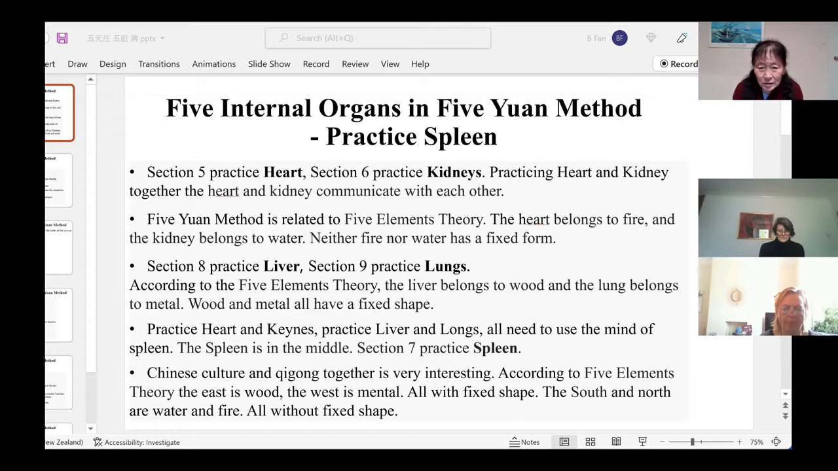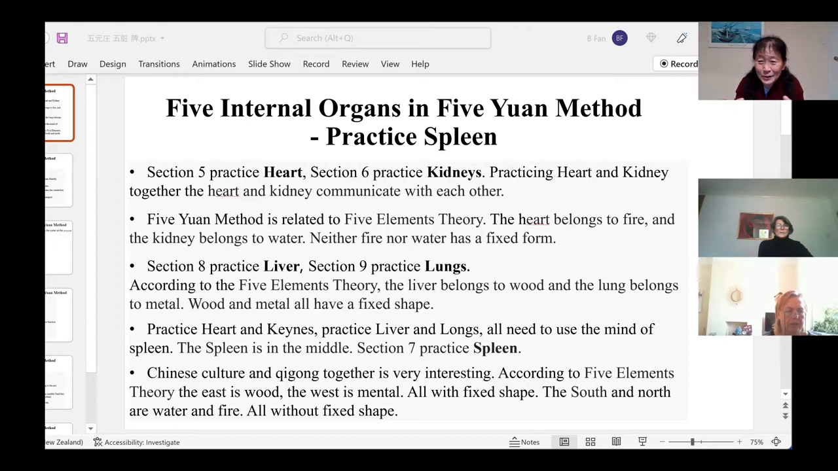According to the five element theory, the heart belongs to fire, the kidney belongs to water. Fire and water have no fixed form. So we learned section five and section six, the heart and the kidneys. The next ones will be sections eight and nine, practicing the liver and the lungs. According to five element theory, the liver belongs to wood. The lungs belong to metal. And wood and metal have a fixed shape, you can really see something. You can keep it, you can move it.